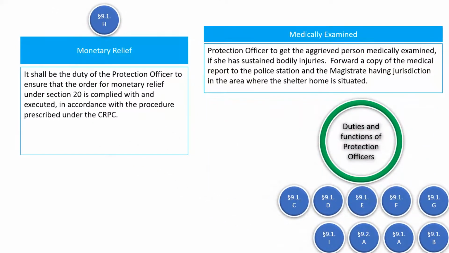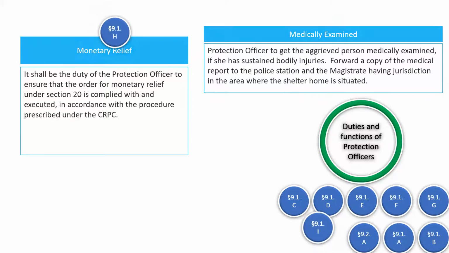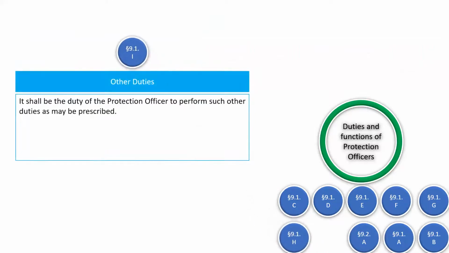It shall be the duty of the protection officer to ensure that the order for monetary relief under Section 20 is complied with and executed in accordance with the procedure prescribed under the Code of Criminal Procedure. It shall be the duty of the protection officer to perform such other duties as may be prescribed.